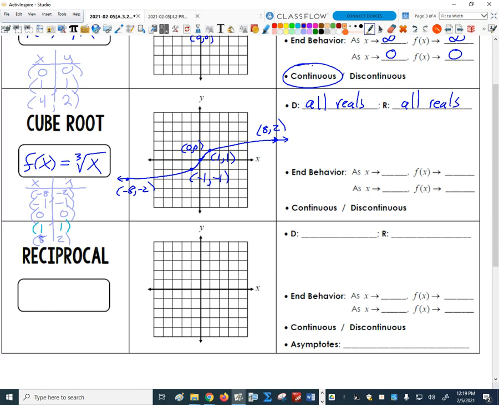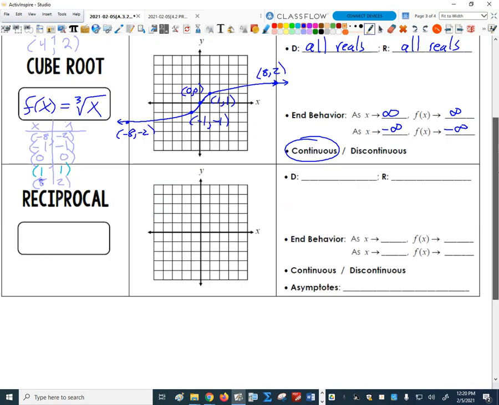Okay, what's the end behavior? As x approaches infinity, what is y approaching here? Noah? Okay, good. Infinity. As x approaches negative infinity, what is y approaching? Negative infinity. There you go. And this is pretty obviously continuous, isn't it?